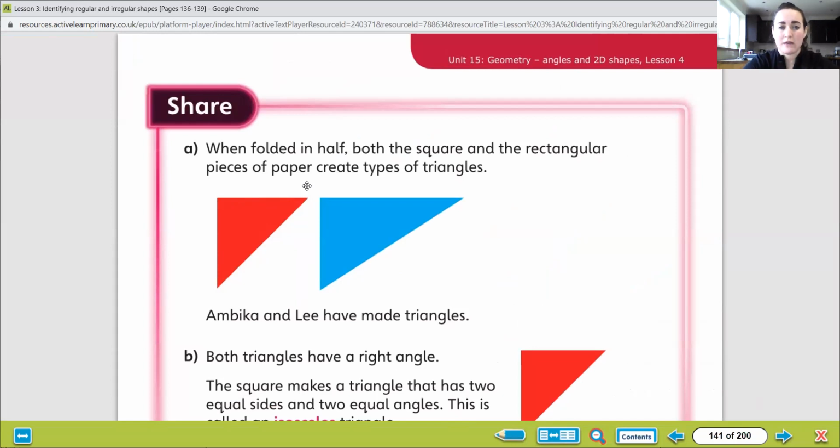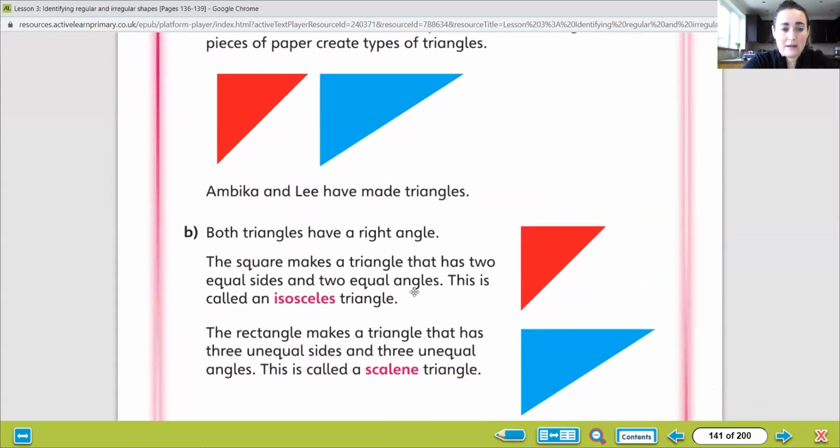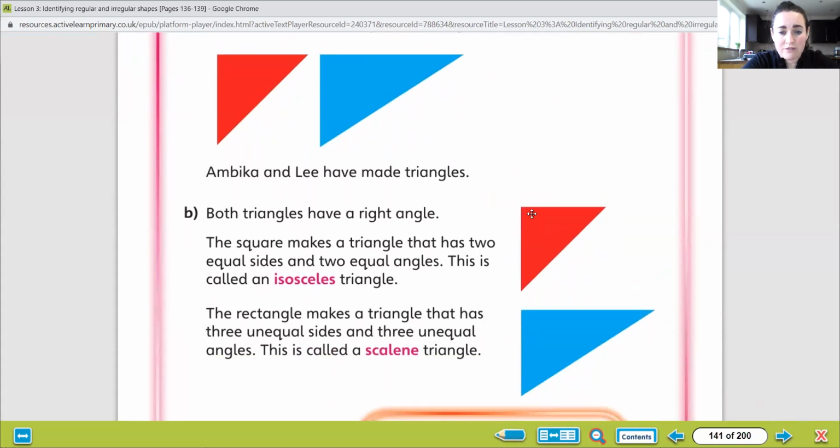So yes, going back to that question yesterday, they'll both make the same shape. They will both make a type of triangle. But the difference being the type of triangle that they've made. So when folded in half, a square along a diagonal, the square and the rectangular piece of paper will both create types of triangles. Okay. Now, both of these triangles have got a right angle. You can see here that in the corner, they have both got a right angle.